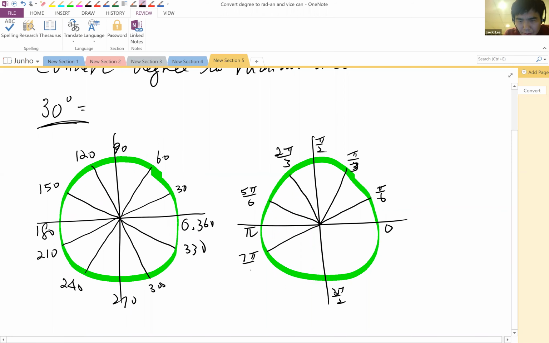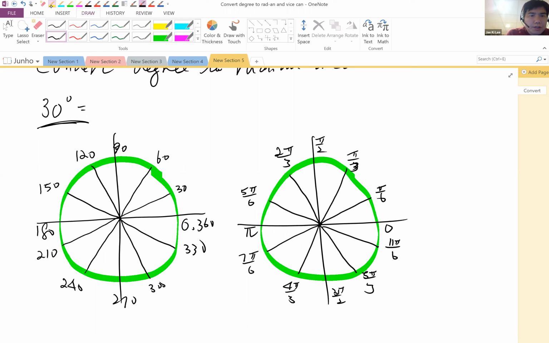7 pi over 6, 4 pi over 3, 5 pi over 3, 11 pi over 6. Okay. So when you look at 30 degrees, then 30 is basically pi over 6. You know what I'm talking about?